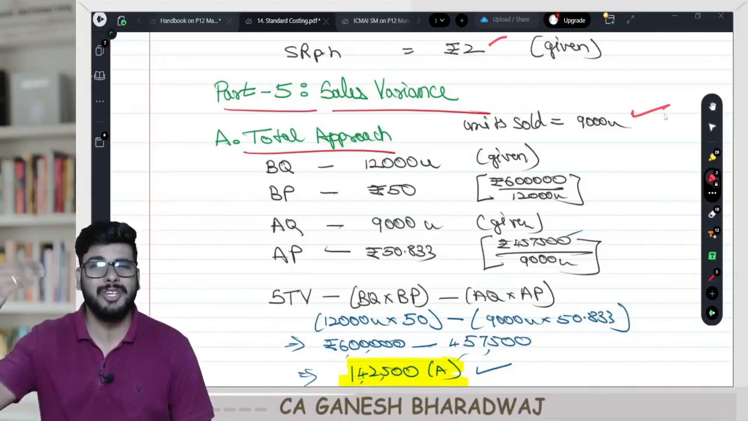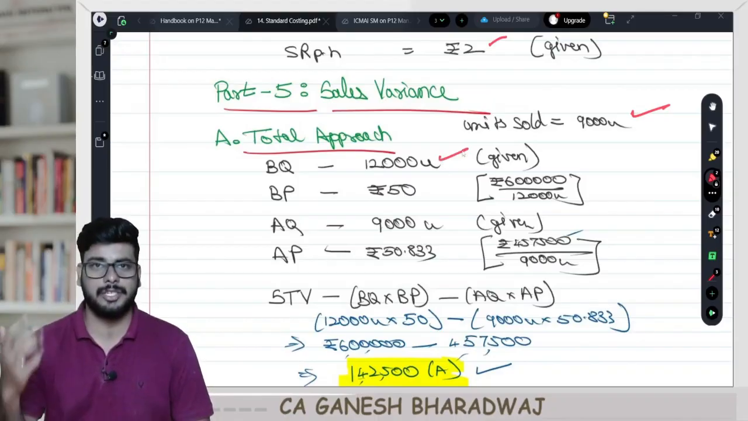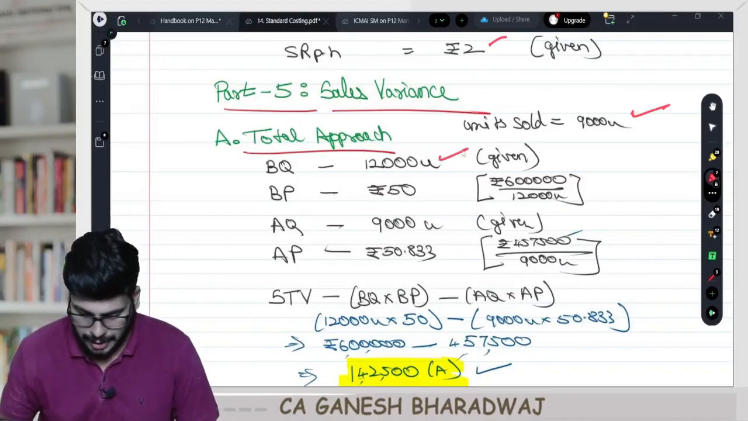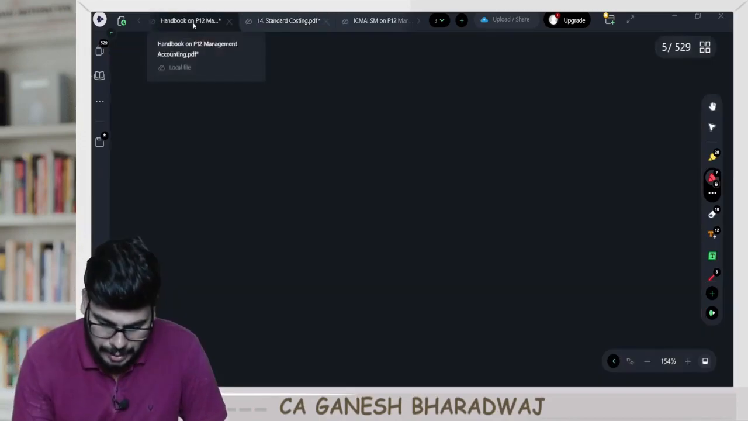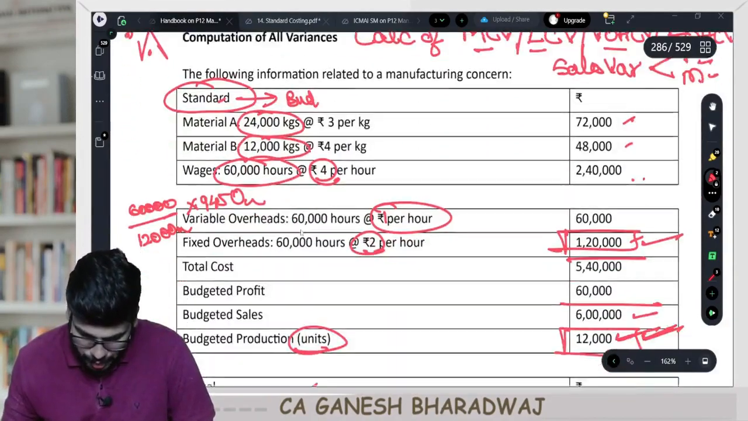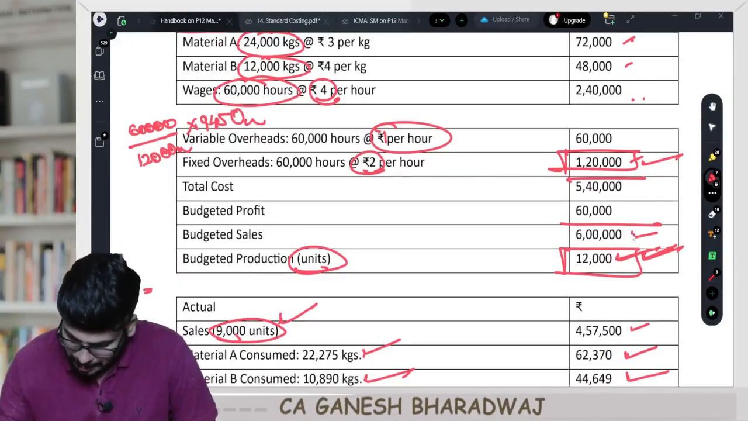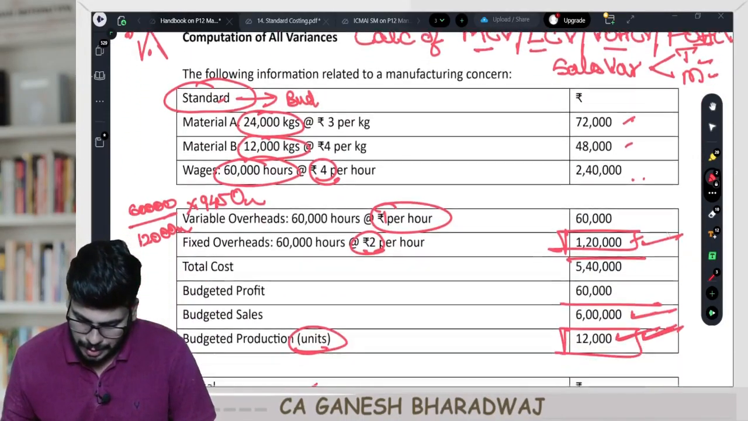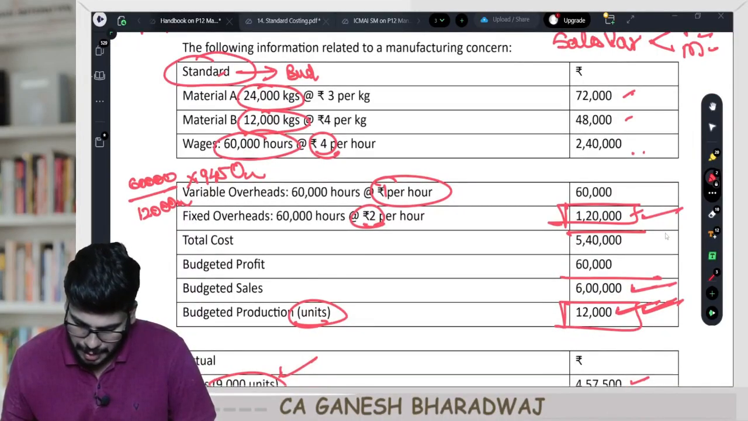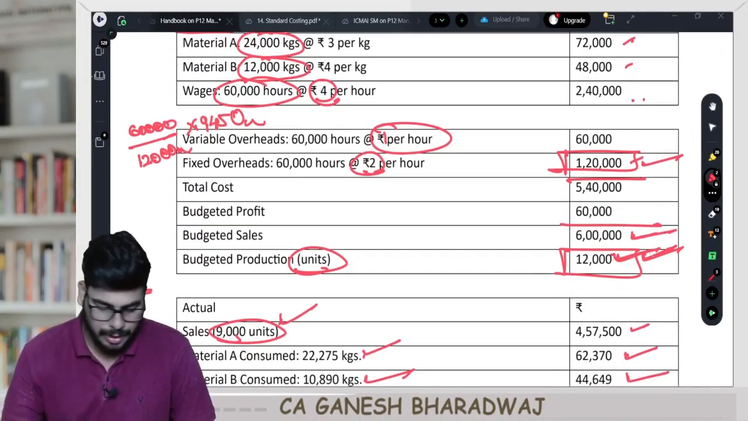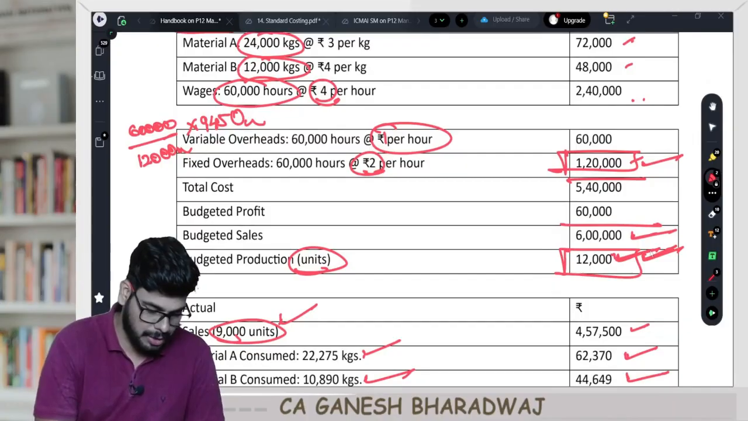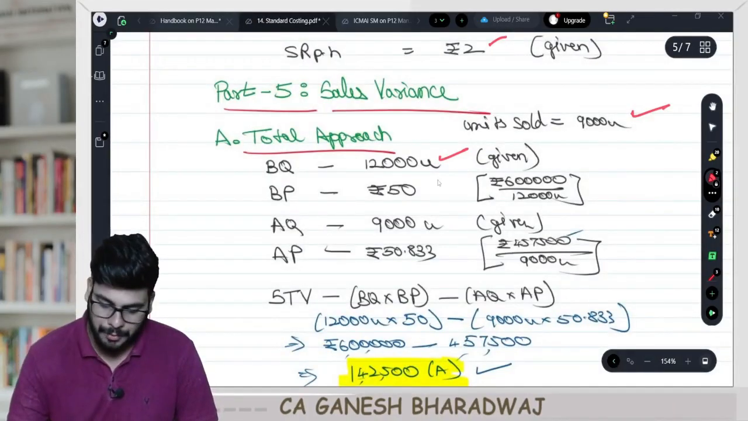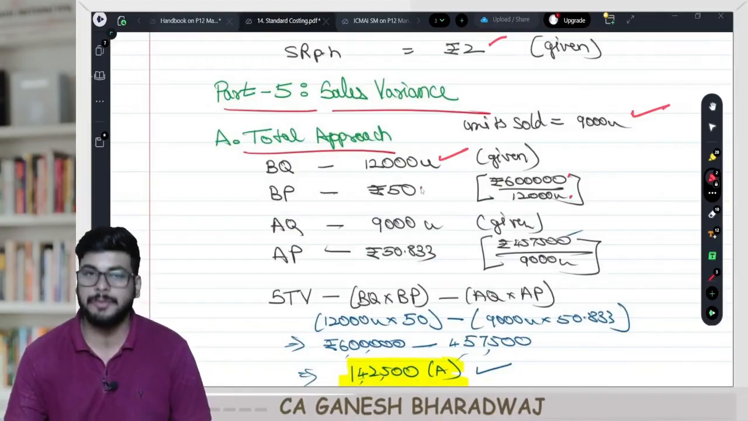Budgeted quantity, how many units I plan to sell? It's given in the question, 12,000 units. They gave it under the standard data. I told you it's actually the budgeted data. Yes. What was the budgeted price? Now look at this. In the budgeted data, what was the budgeted sales? 6 lakh rupees, right? 6 lakh rupees is the budgeted sales for how many units? It is the budgeted sales for 12,000 units. So 6 lakhs divided by 12,000 units. What is the selling price per unit? The budgeted selling price per unit is going to be 50 rupees.